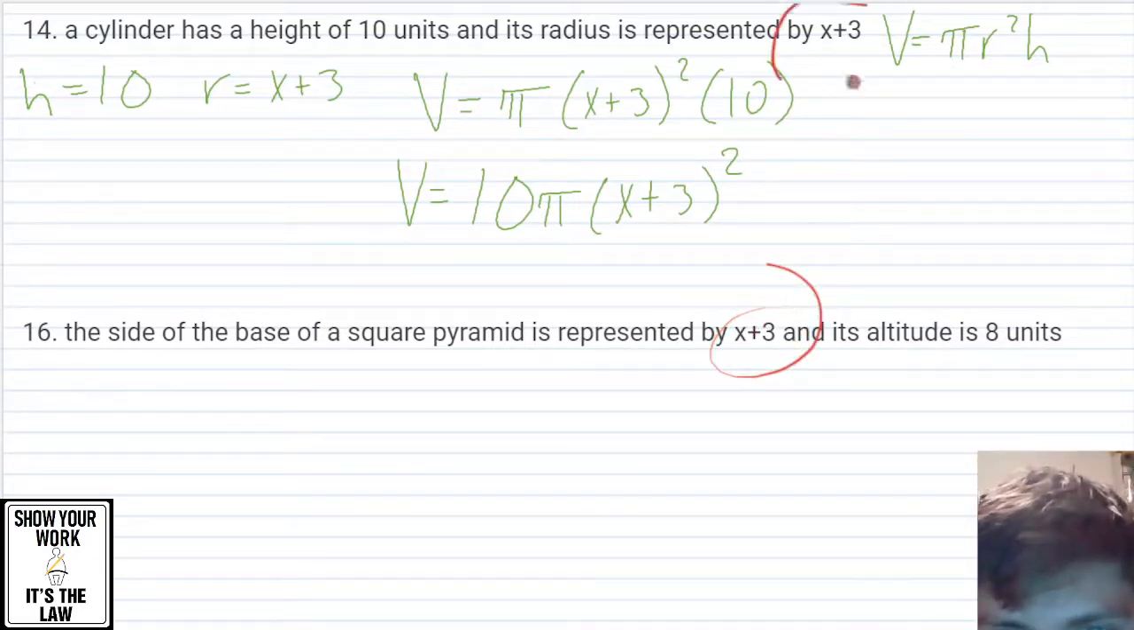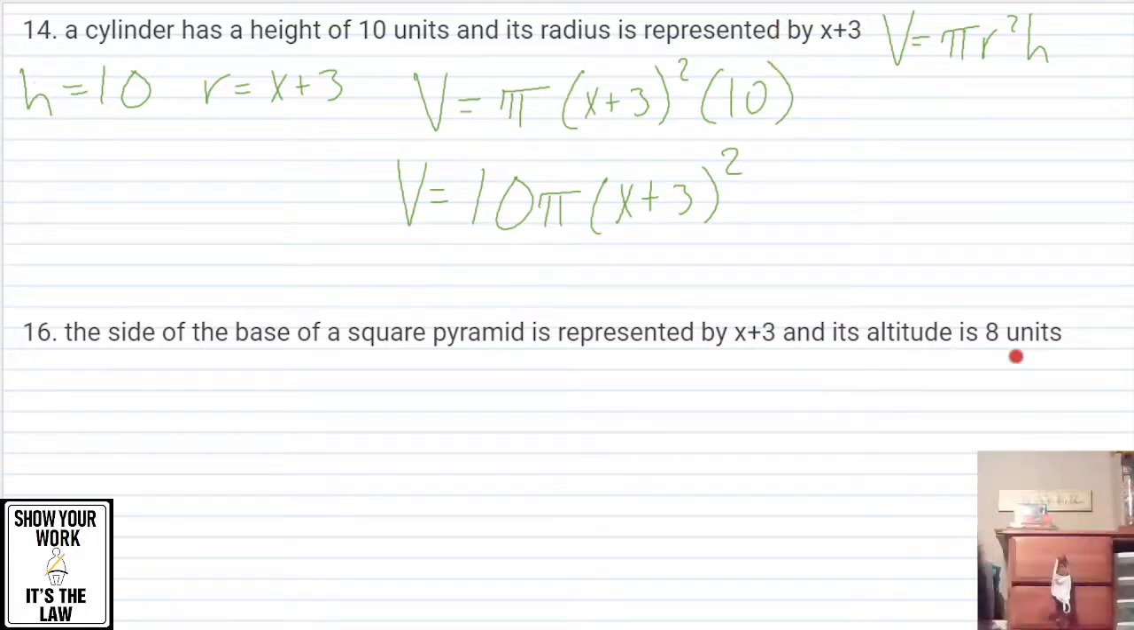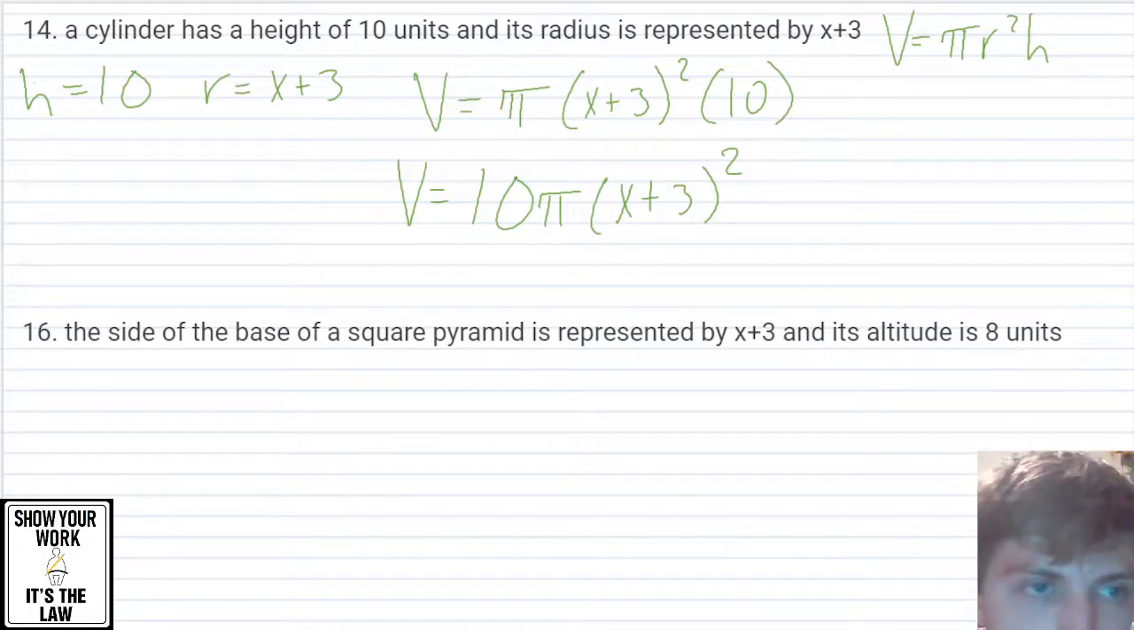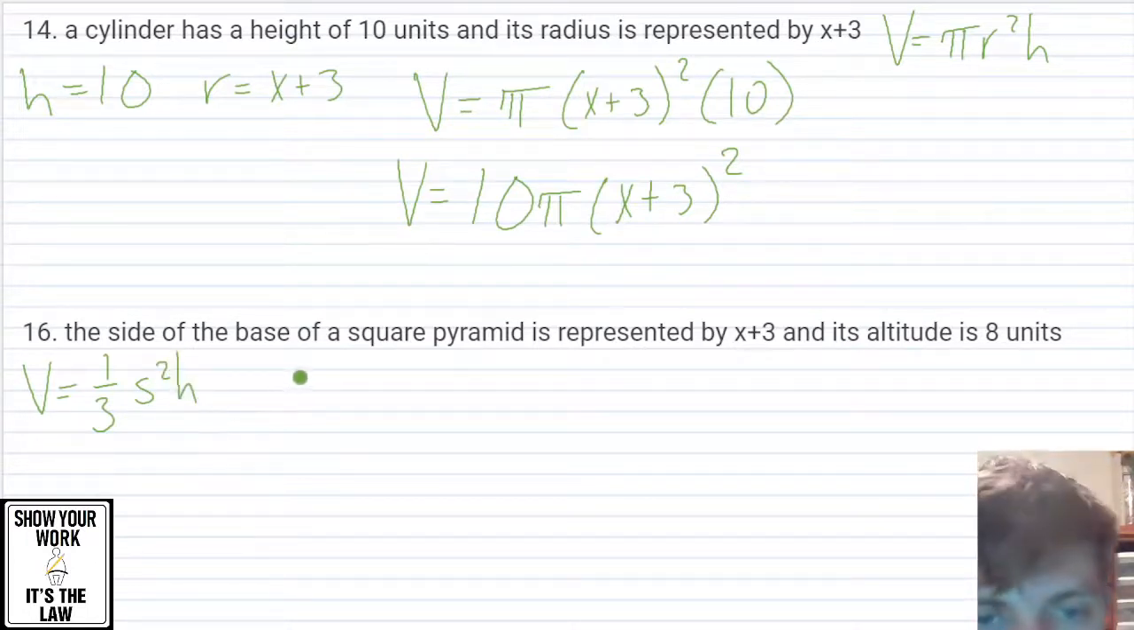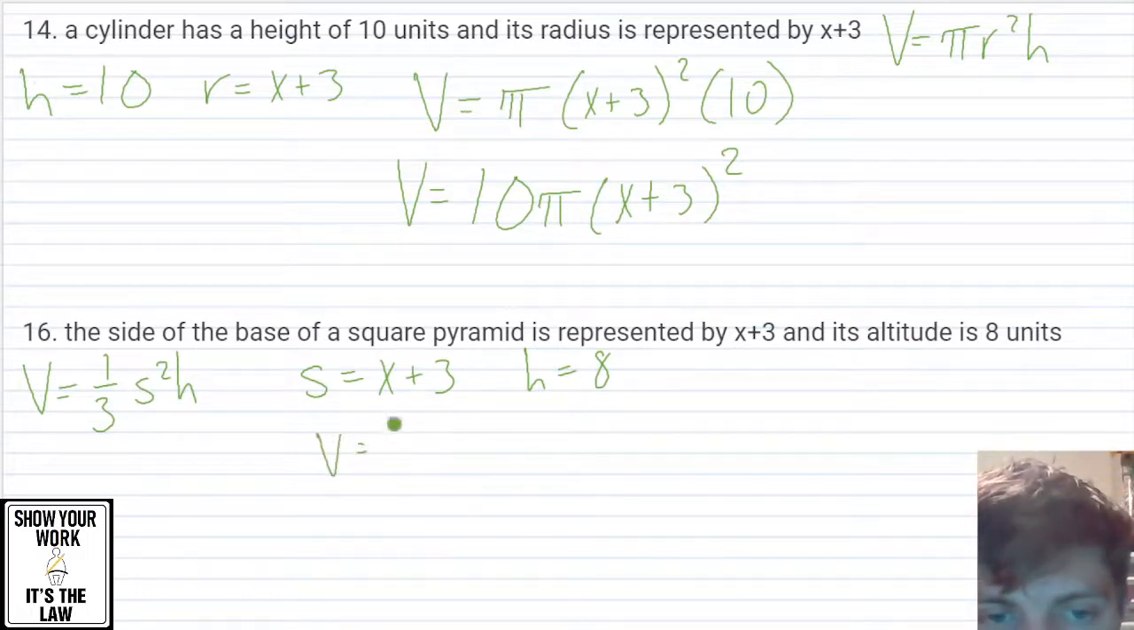All right, the side of the base of a square pyramid is represented by x plus 3, and it has an altitude of 8, so let's go to the volume of a square pyramid. Volume equals 1/3 the side of the square squared times the height. One of the sides is x plus 3, and the height is 8. So once again, just substitute: V equals 1/3, s equals x plus 3 squared, and the height is 8.